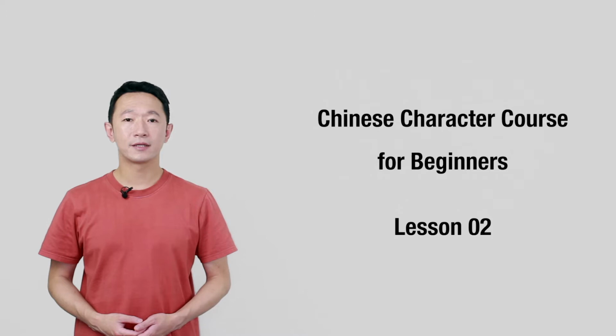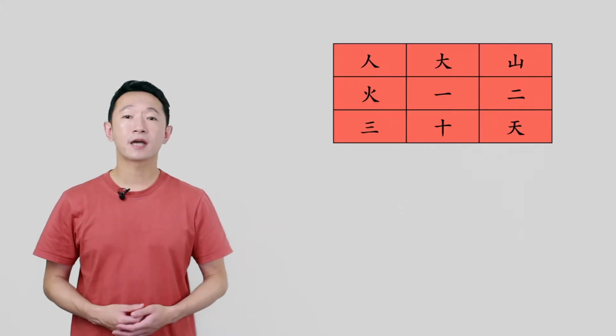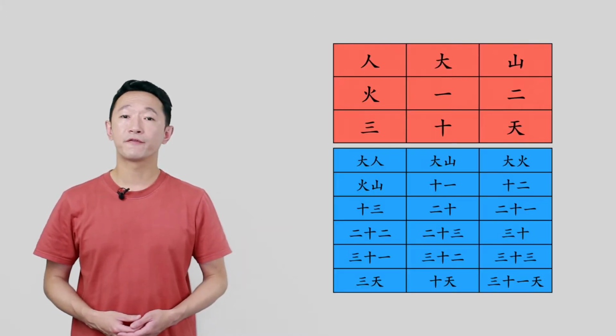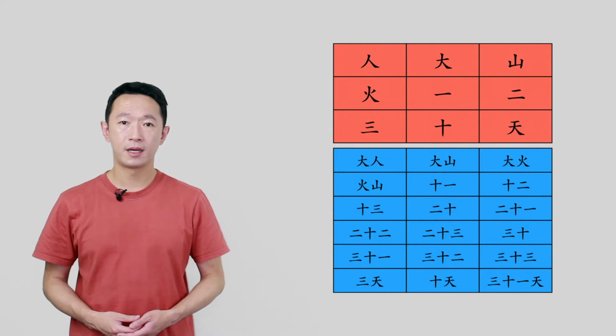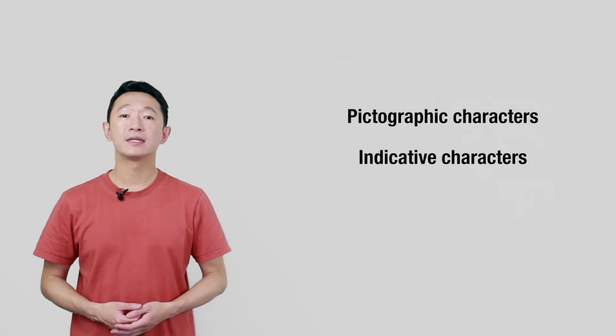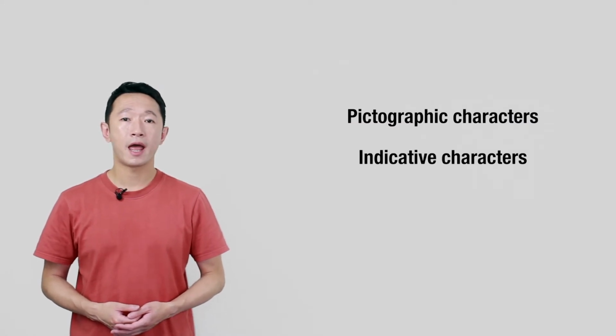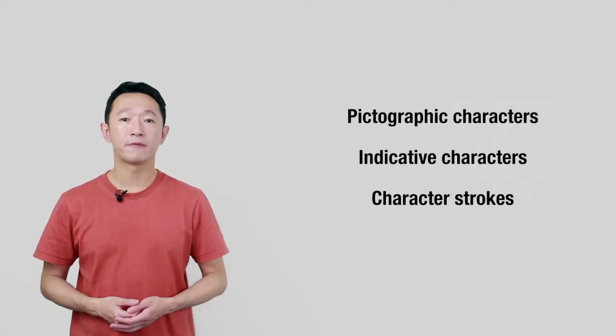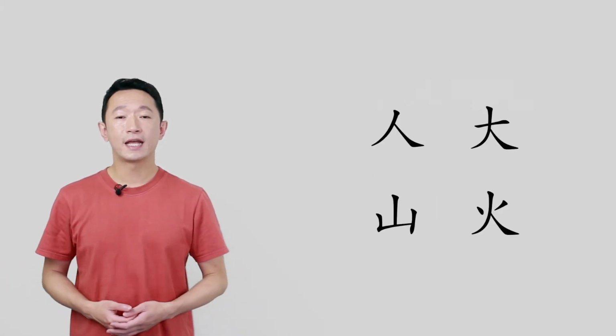In this lesson, you are going to learn 9 Chinese characters and words or phrases made up of them. As you learn these characters, you will know what pictographic and indicative characters are and understand the concept of character strokes. First, let's look at 4 characters.